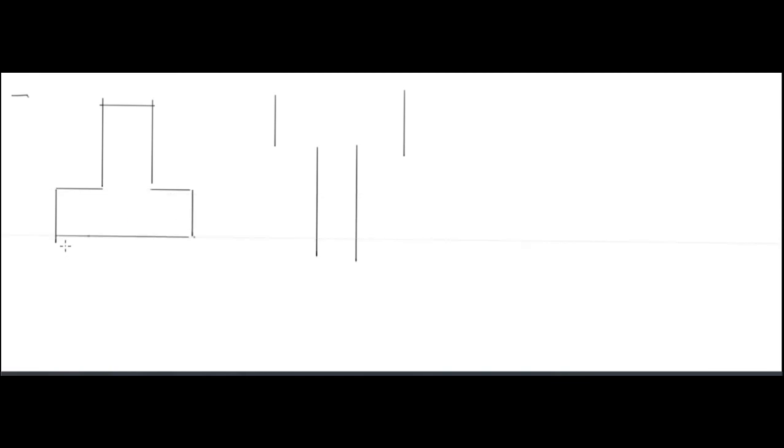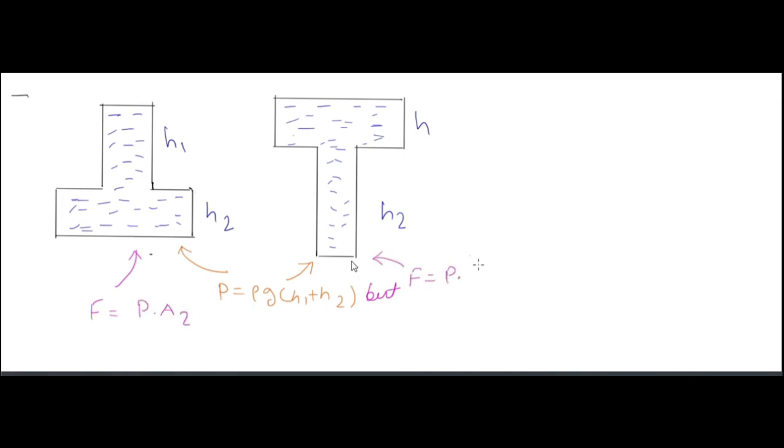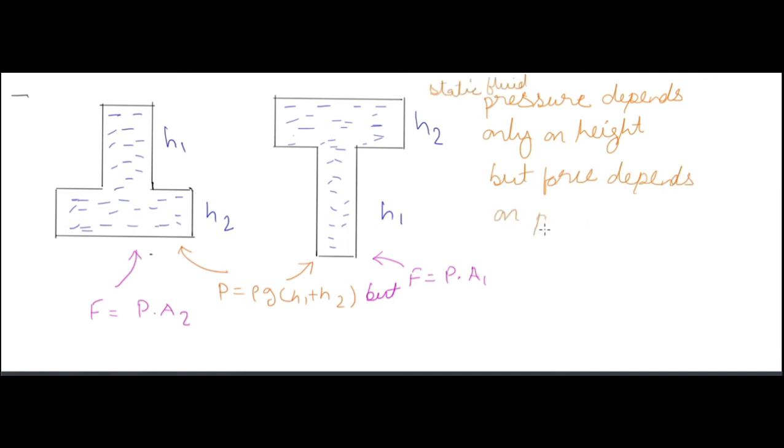Now we have one question. You are given two kinds of tank, one having a larger base, one having a lower base. Whether the force acting at the bottom will be the same or not. We have seen that at the same height the pressure is the same, but force is equal to pressure into area. So even if the pressure is the same but the area is different, the force experienced will be different.